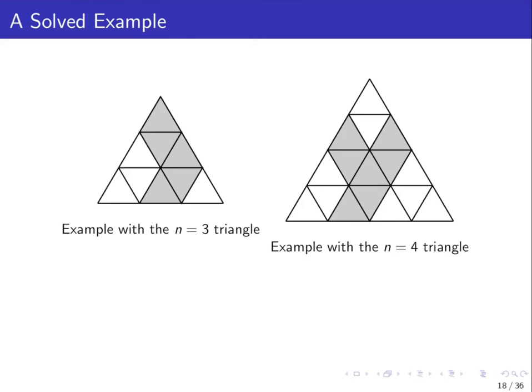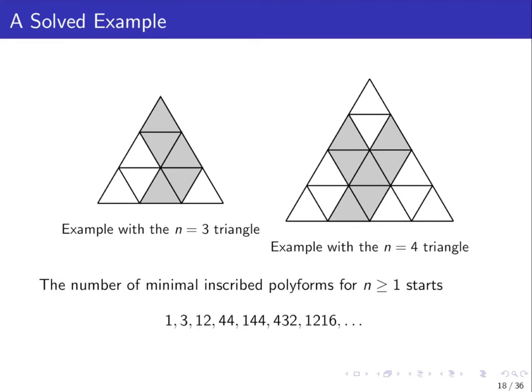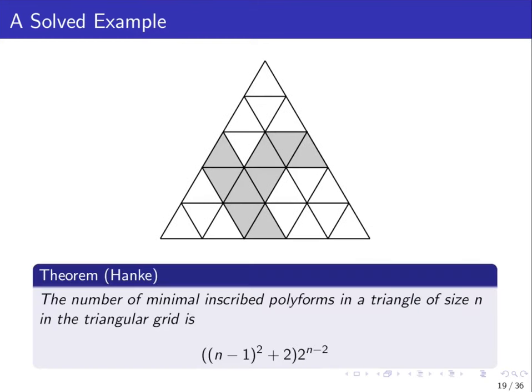And if we were to enumerate all polyforms in these smaller triangles, we get a sequence. So if we start at the n is 1 triangle, we have 1 minimal inscribed polyform, and then n is 2, we have 3, n is 3, we have 12, n is 4, we have 44, and so on. I showed in my thesis that the number of minimal inscribed polyforms in a triangle of size n in the triangular grid is this expression. So it's similarly nice to Goupil, Cloutier, and Newbound's result for polyominoes. But we can keep going. We can study more triangles.